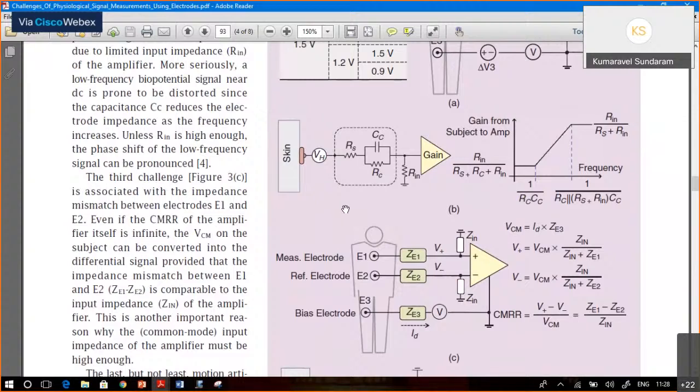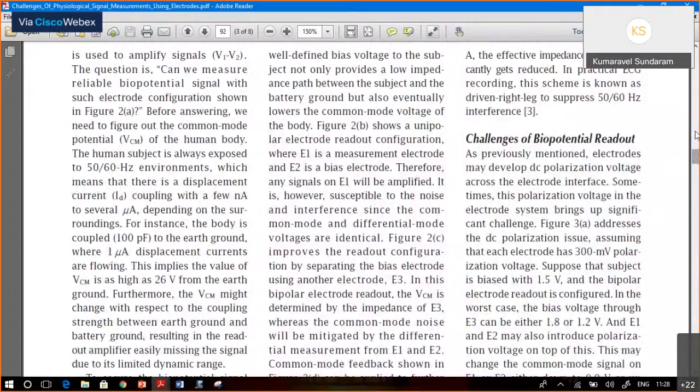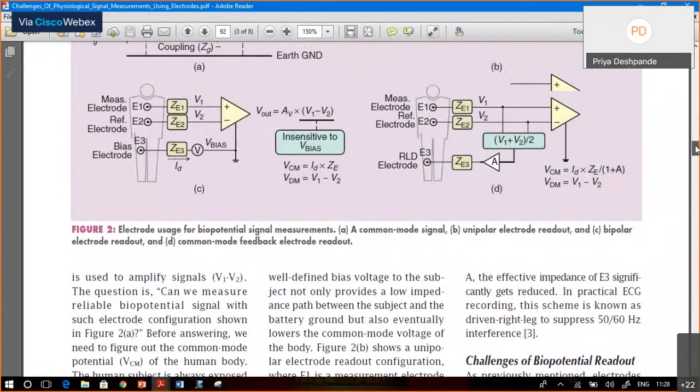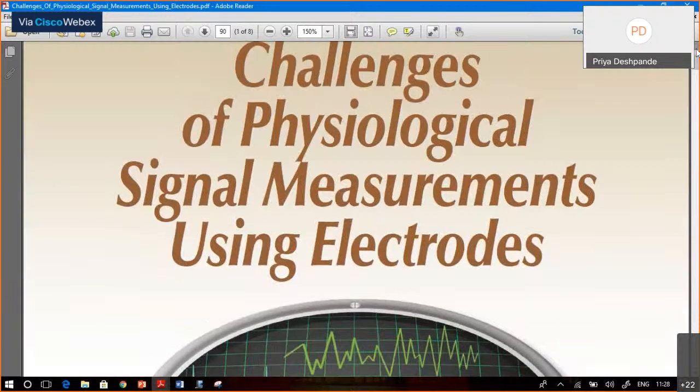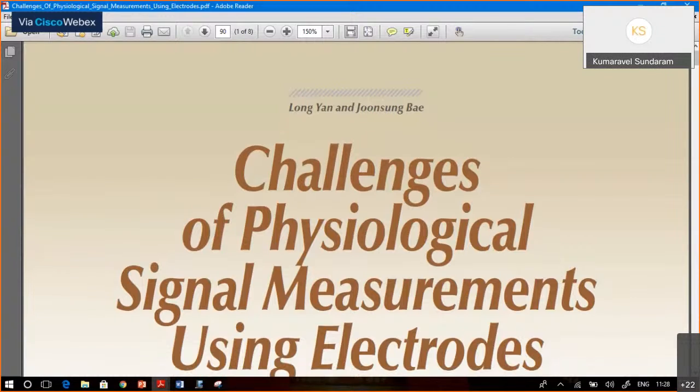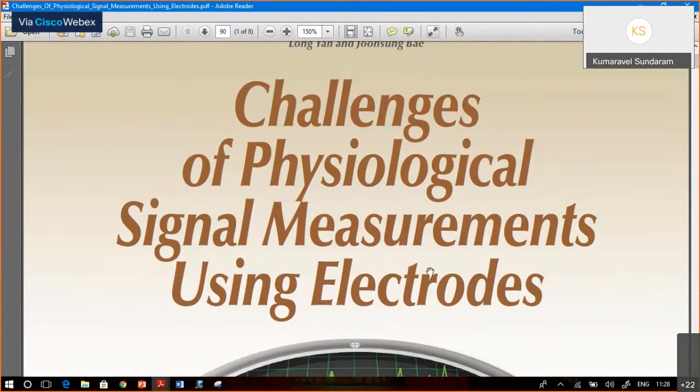Are you able to follow, ma'am? Yes, sir. Any other questions? Sir, can you show the first page of this paper? I will take a photo of it. Challenges of physiological signal measurements using electrodes. Yeah, thank you, sir.